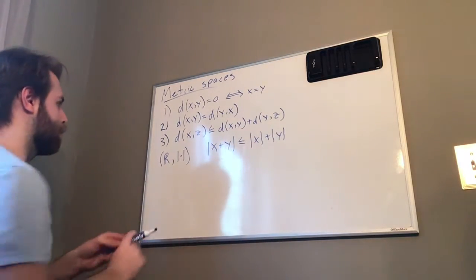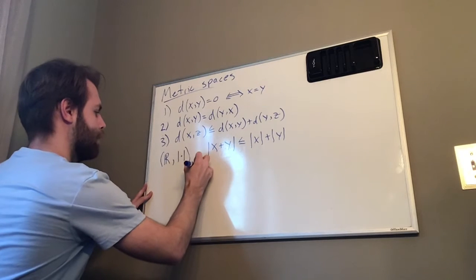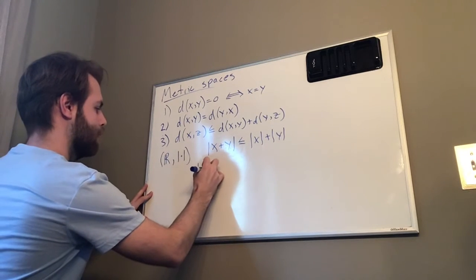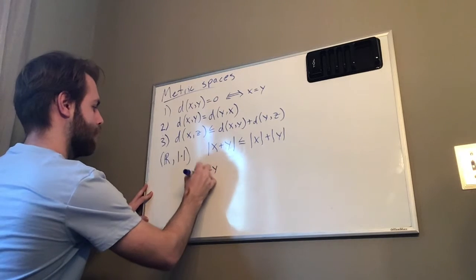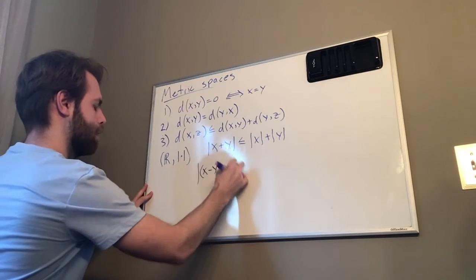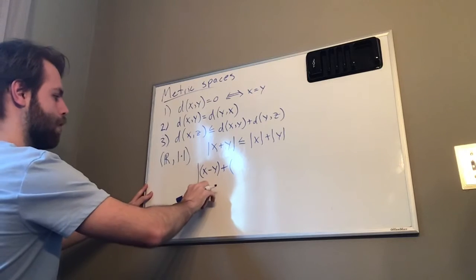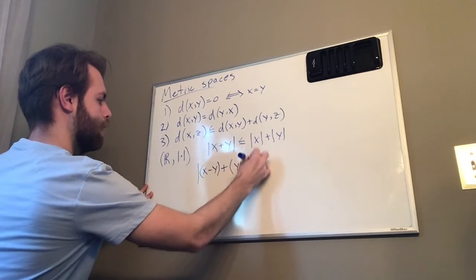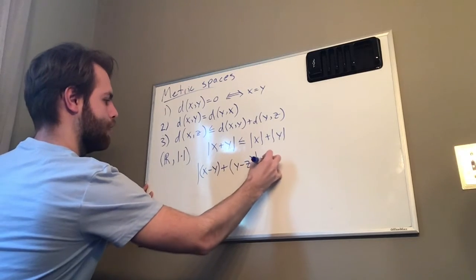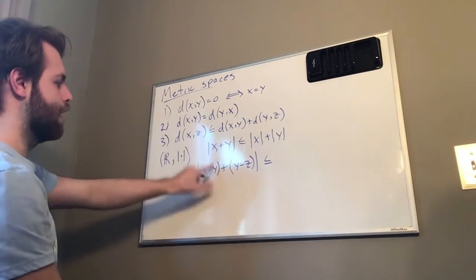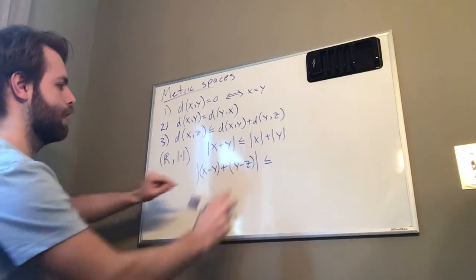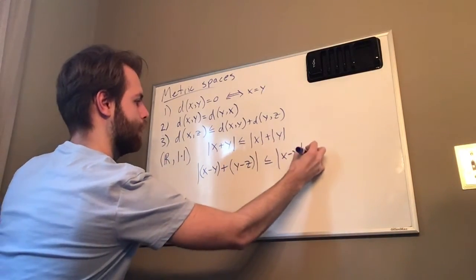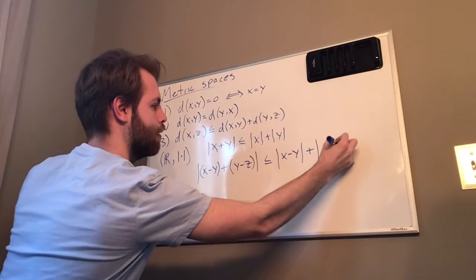So what I'm going to do is say the distance between some quantity x minus y plus y minus z is less than or equal to, and then I'm going to call this x, call that y. So I get absolute value x minus y plus absolute value y minus z.